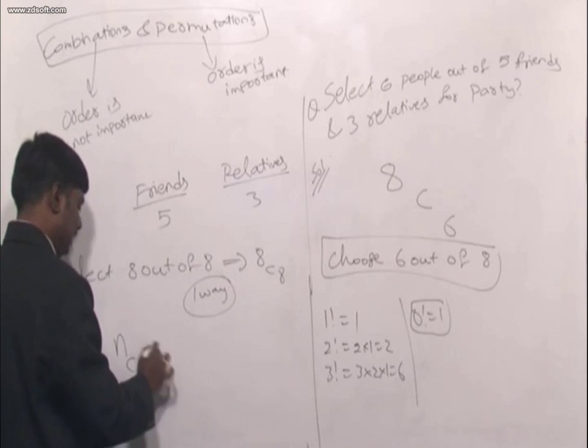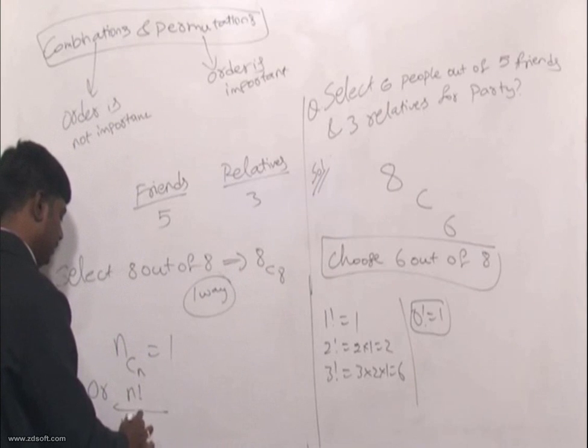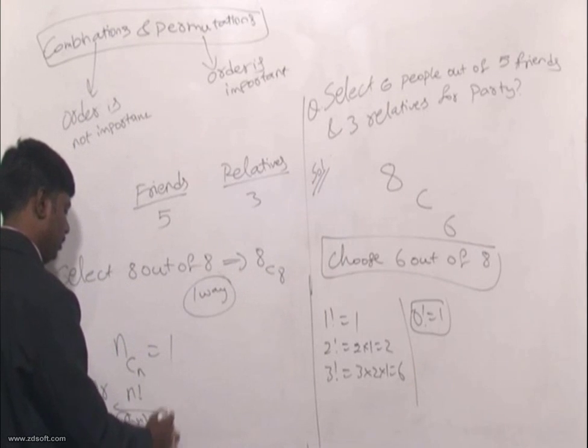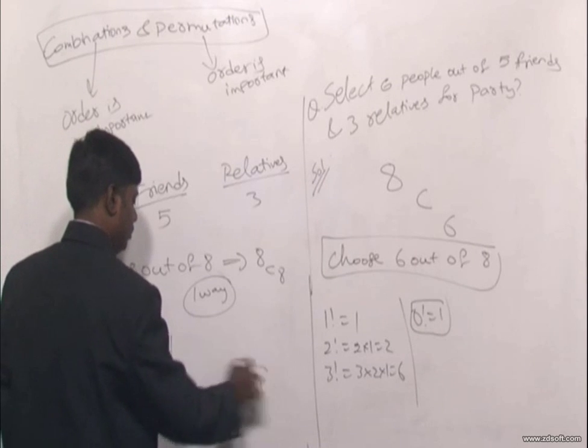That is nCn equal to 1, or we can say n factorial by (n minus n) factorial into n factorial, it is equal to 1. n factorial gets cancelled out. 0 factorial is equal to 1. This is how you prove.